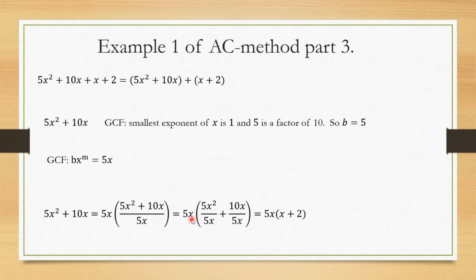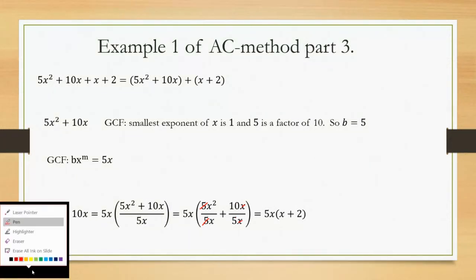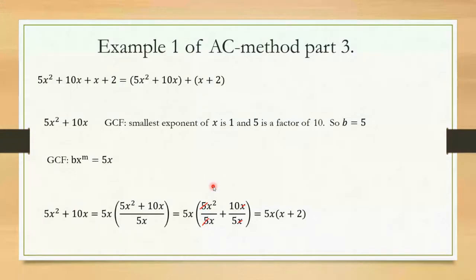So when we do this, we get 5x, we have this quotient and this quotient. From here, let me actually draw it in. What's going to happen? Well, the 5s are going to cancel, right? X squared over x is just x. Here, the x's cancel. We have 10 over 5, which is 2. So what do we get? We get 5x times x plus 2. Okay, that's awesome. That's fun.